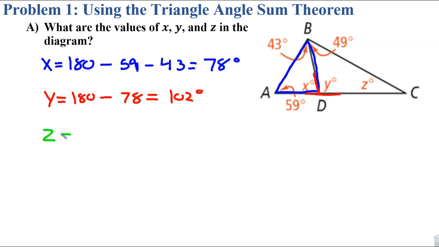Okay, last variable we want, the z. Since I know y now, I know 2 out of the 3 angles of this triangle on the right. And just like we did to start off with, anytime I know 2 out of 3 angles of a triangle, I can subtract from 180. So for z, we have 180 minus the 49 we're given up top, minus the 102 we just found, which will give us 29 for the z.